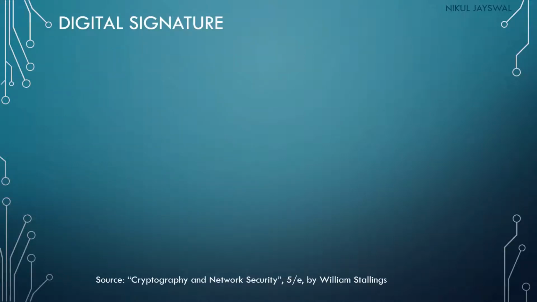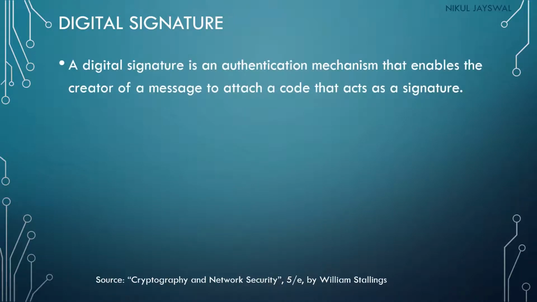So let's start with the basic definition of digital signature. A digital signature is an authentication mechanism that enables the creator of a message to attach a code that acts as a signature. Normally we use a signature to provide the authentication of the message. Whenever a sender or any person creates a message, they provide their signature to provide the authenticity of the message.